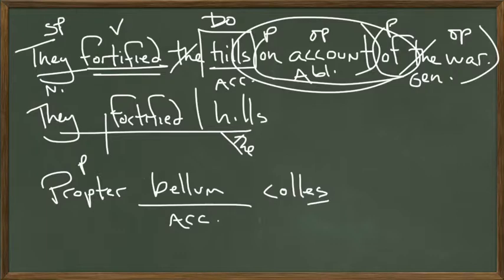And fortified is munire. So we're just going to go right to the verb muniverunt. It's past tense or perfect tense in Latin. So we have verunt as the ending because it's they did something. And then the verb here is muni. They fortified. So propter bellum colis muniverunt. They fortified the hills on account of the war.